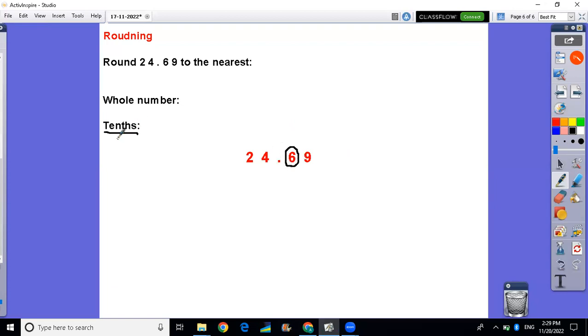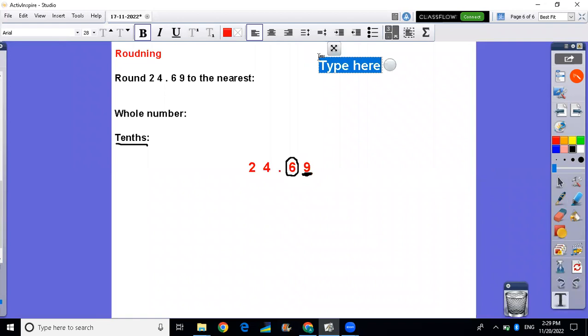Circling it because they want us to round to the nearest tenth, I circled it. After that, look at the digit that is after the circle, underline it, which is the 9. Look at the digit that is underlined. Is it strong or weak? Yes, it is strong. What are the strong numbers, Mr. Ahmed? All the weak numbers are starting from 0, 1, 2, 3, and 4. But strong numbers are 5, 6, 7, 8, and 9. These are the strong numbers.